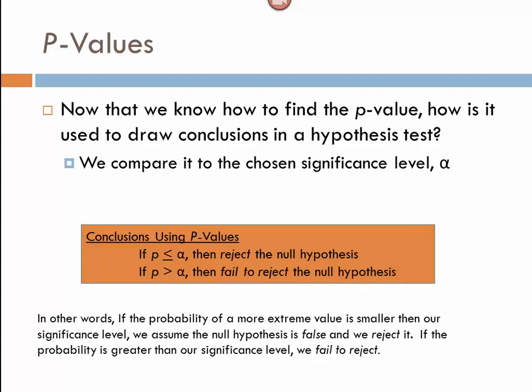In other words, if the probability of a more extreme value is smaller than our significance level, we assume the null hypothesis is false and we reject it. If the probability is greater than our significance level, then we say we fail to reject.